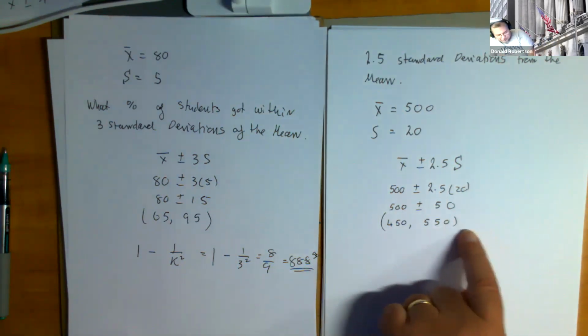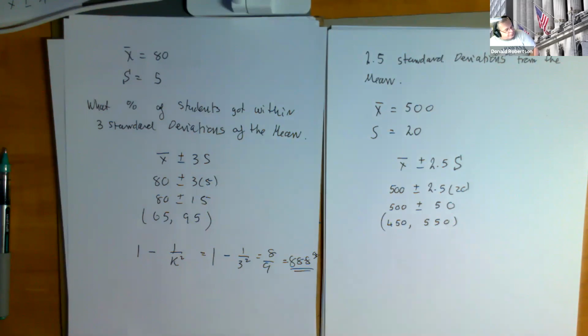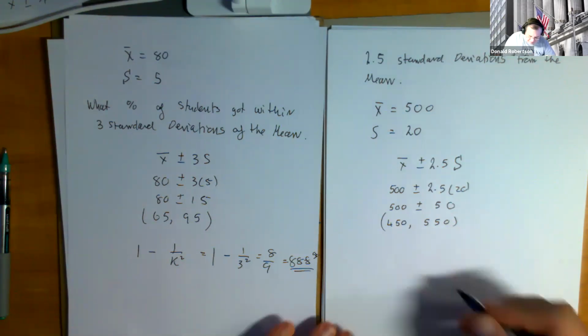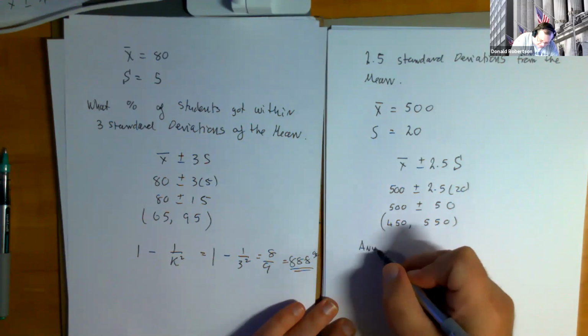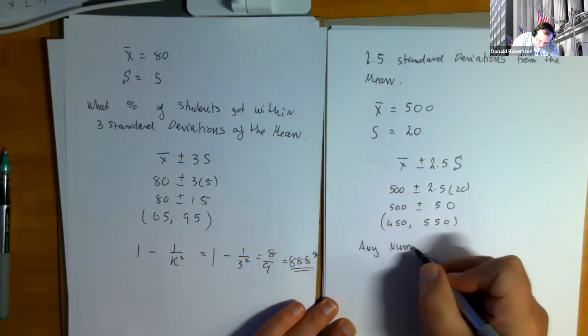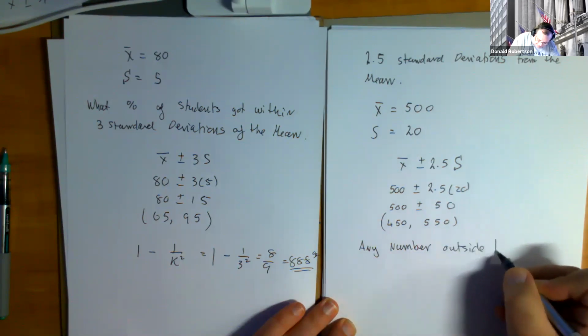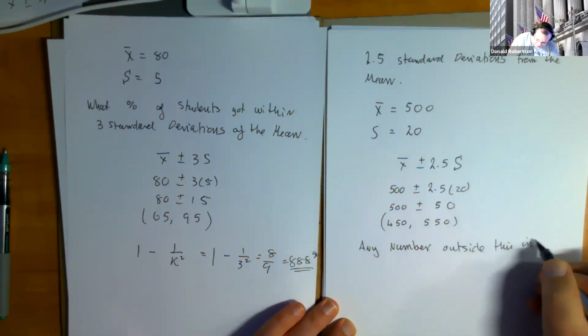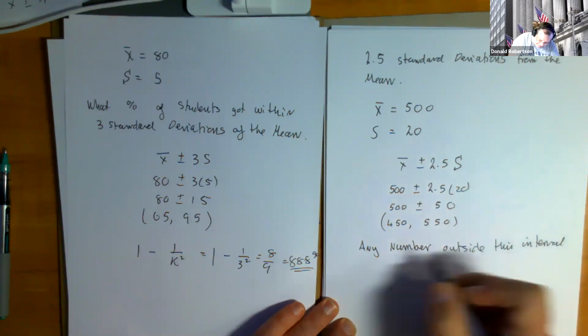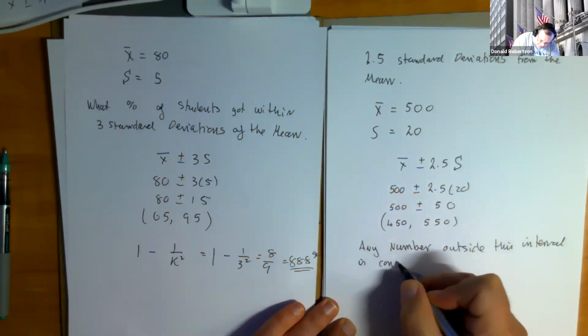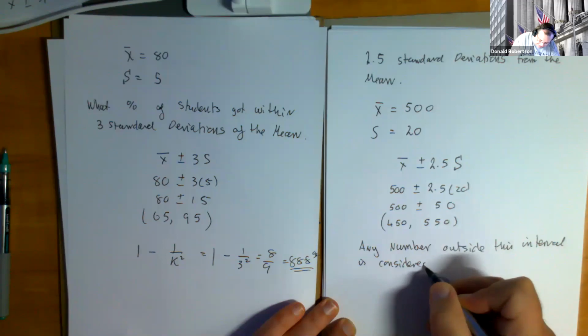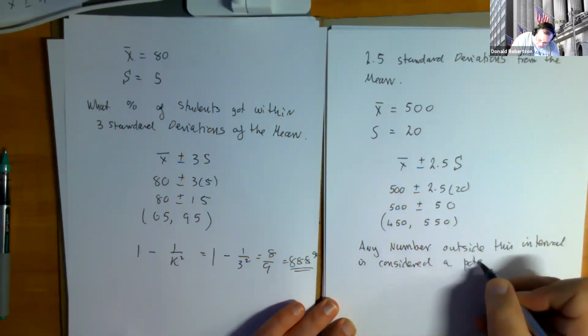So what's important about this particular range compared to all the others that you could do, like 1 or 2 standard deviations? It's this. Any number outside this interval is considered a potential outlier.